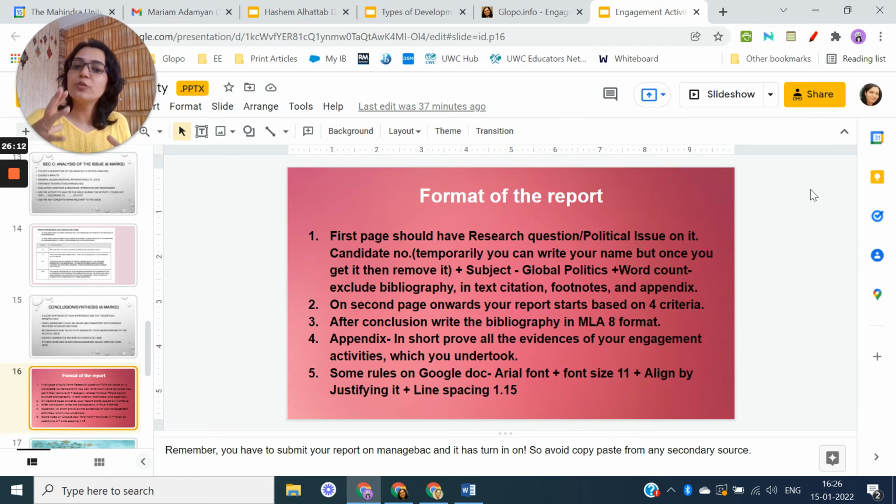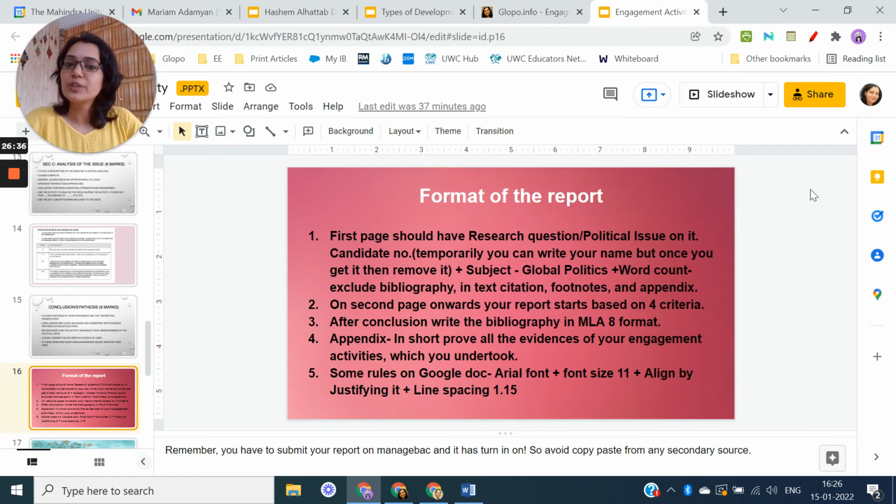Overall they have a look at your report and then they decide that okay, this criterion sounds good, this criterion is also aligned very well, this analysis is weaker but A and B fit very well. So this is how an examiner looks at your engagement activity report. This is my opinion, there might be some examiners who look from a different angle.